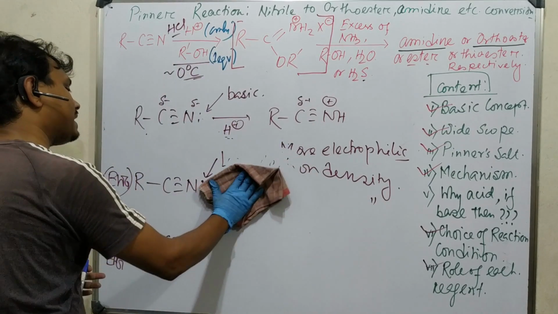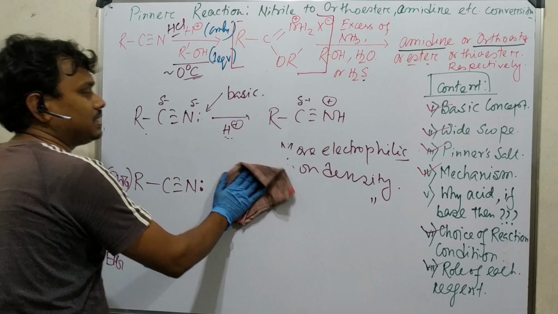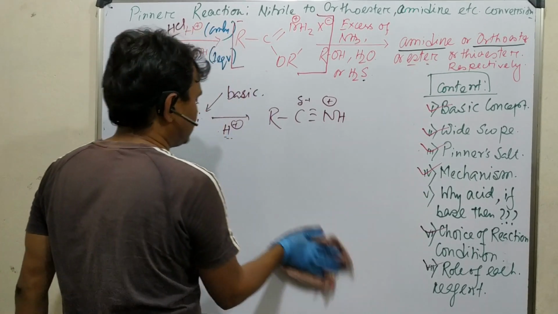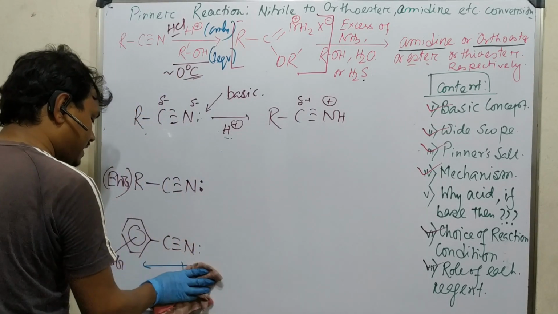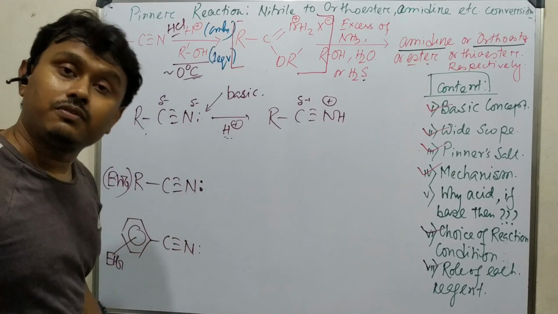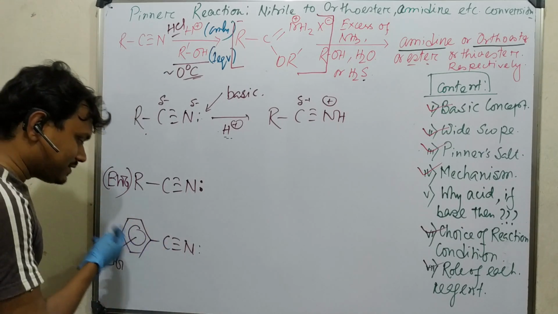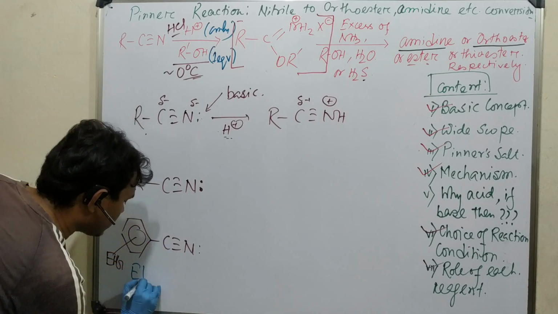So it means that if our nitrile is electron rich, then it is expected that there is no problem, protonation will increase the reactivity further, and it will perform efficiently. But if it is not rich, then it is electron deficient. So electron deficient.